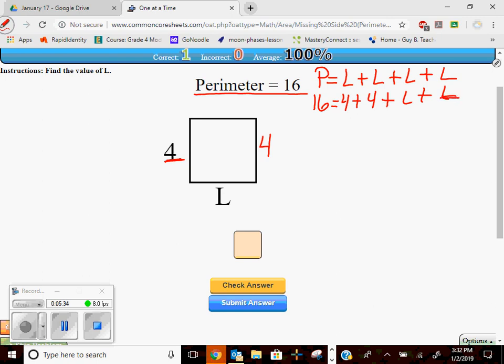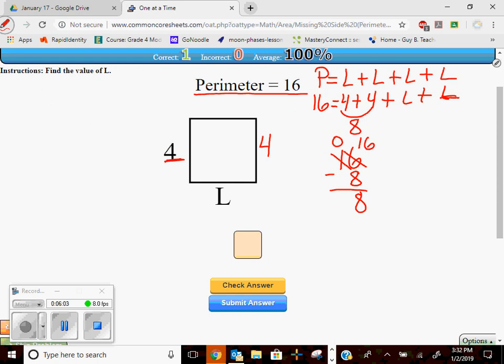Okay, so now, just like with the other one, I'm going to add up the 2 known sides. I know those 2 sides, 4 plus 4, give me 8. So those 2 sides, when I add them up together, give me 8. I'm going to subtract that 8 from 16, and I'm left with 8.